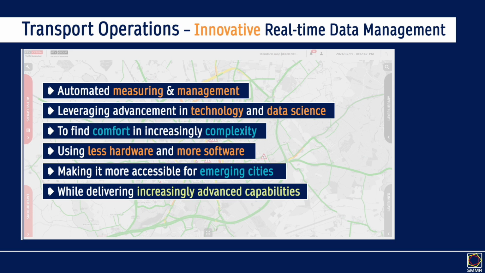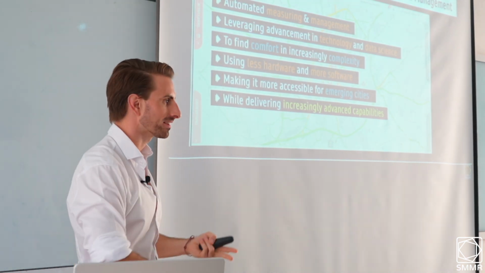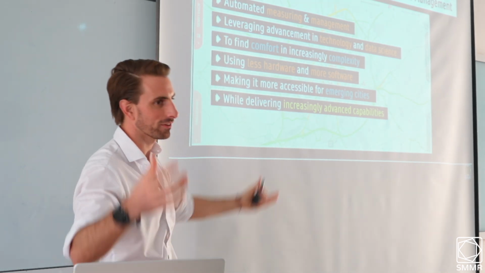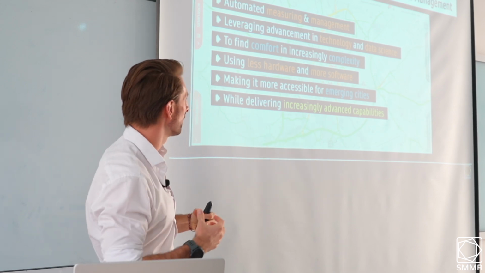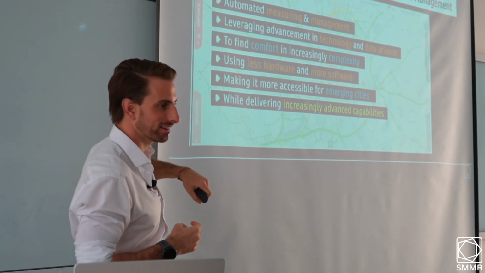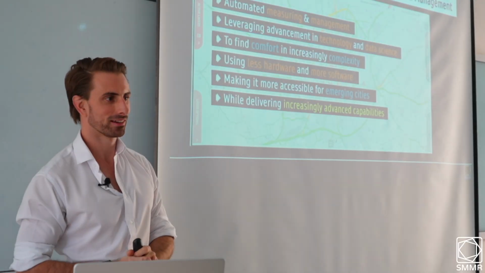This particular example is neat because it shows us how we don't need to spend so much on hardware anymore, because we have very powerful software and a lot of services that already generate the data, like Grab, like PassApp, like every car that has a GPS. The data already exists. We just have to find ways to harvest the data and fuse it. This is great because it makes a lot of these solutions much more accessible for emerging cities, and at the same time, we can deliver increasingly advanced capabilities.